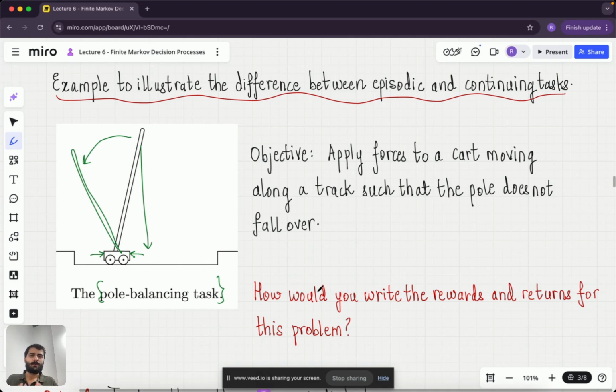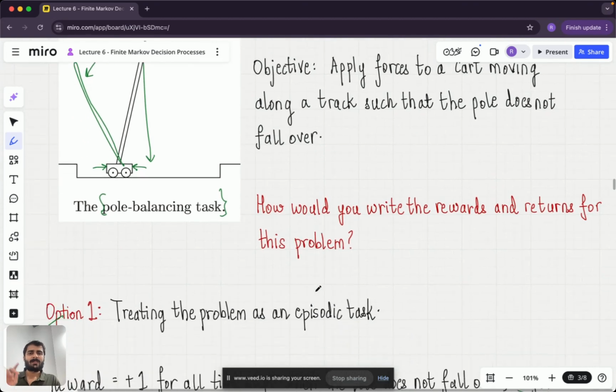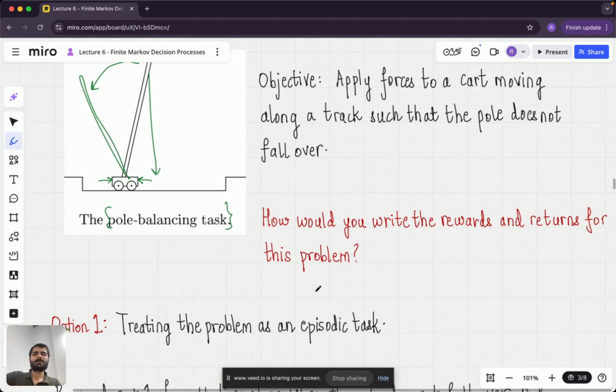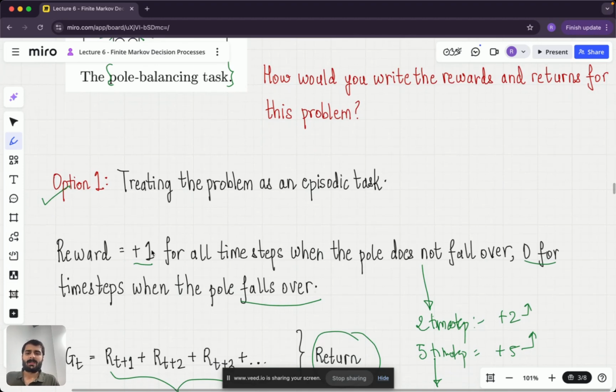Now, I want all of you to pause here and think about this, because we want to consider two different formulations, one for episodic tasks and one for continuous tasks. Okay, let's go ahead. So first is to treat the problem as an episodic task, which means that when the pole falls over, the episode is over and we restart the process. So here we say that the reward is plus 1 for all the time steps when the pole does not fall over, and the reward is 0 for all the time steps when the pole falls over.